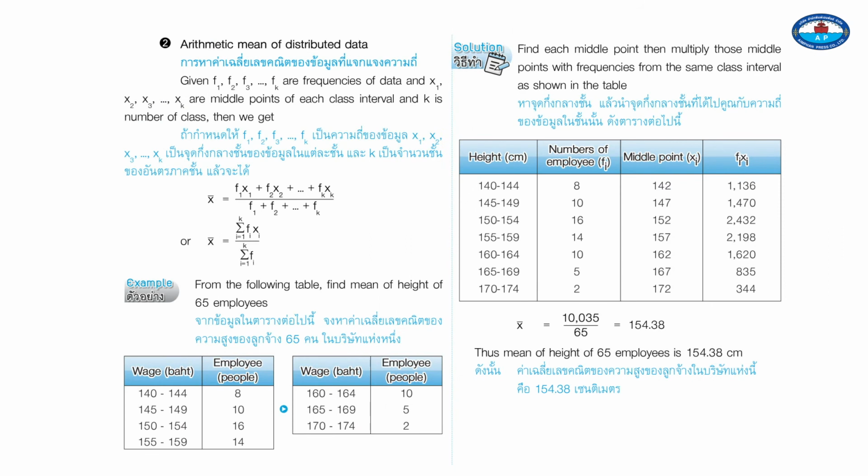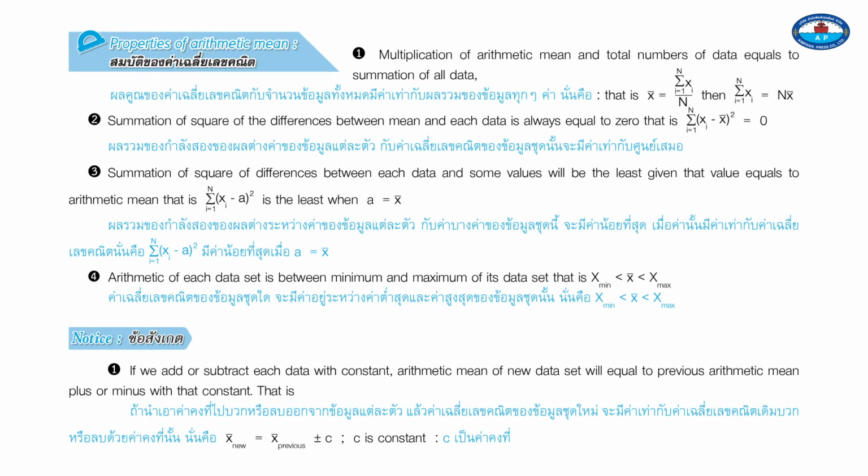2. Arithmetic mean of distributed data. Given f1, f2, f3 through fk are frequencies of data, and x1, x2, x3 through xk are the middle points of each class interval, and k is the number of classes, then we get x bar equals f1 x1 plus f2 x2 plus through plus fk xk over f1 plus f2 plus through plus fk, or x bar equals the summation of fi xi for every value of i, 1 through k, over the summation of fi for every value of i, 1 through k.